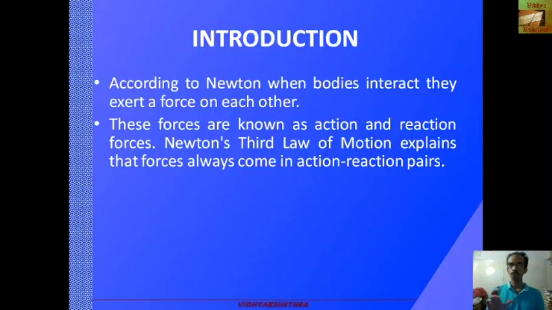That is, if two bodies are interacting, then each of them will exert a force between them. For example, if two bodies A and B are in contact, then A exerts a force of FAB on the body B, and similarly the body B exerts a force FBA on A.